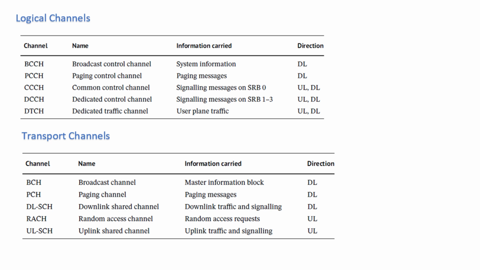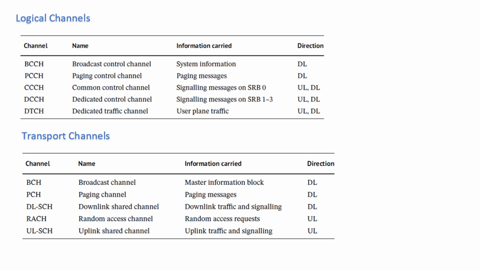Similarly, transport channels have broadcast, paging, downlink shared channel, random access channel, and uplink shared channel, and their corresponding information, that is master information block, paging message, downlink traffic and signaling, random access request, uplink traffic and signaling. These SRB, DRB, master information block or SIB, whatever is written here, we will make a separate video on those topics as well in detail.